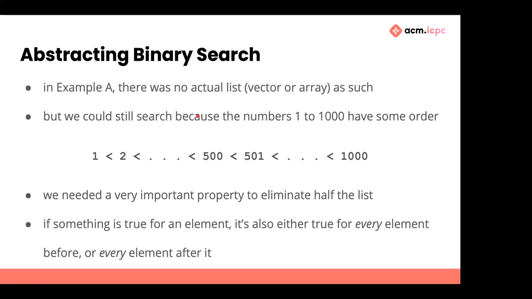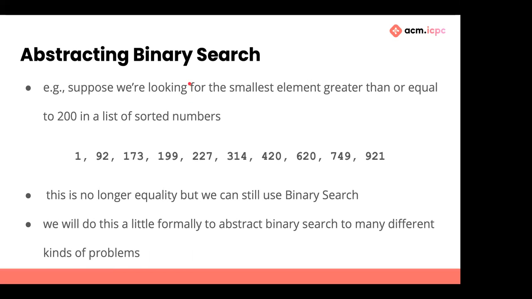And to understand this a little better, to understand how this ordering works and how this is true for every element before or every element after, we will look at a slightly more involved example where we're not looking for strict inequality anymore, but we're actually looking at an inequality. We're looking for the smallest element greater than or equal to 200. So now this list may or may not contain 200, but we're looking for the next best thing. We're looking for the element that is the smallest element that is greater than it.